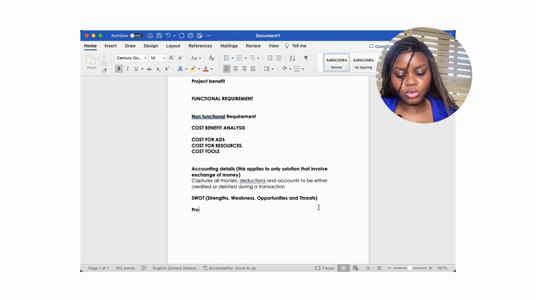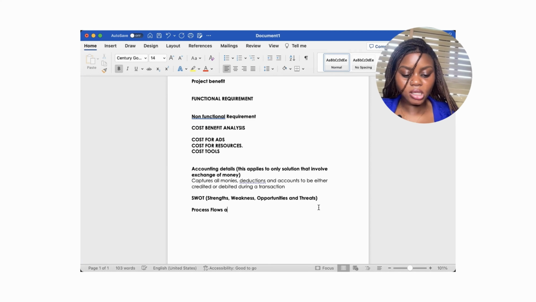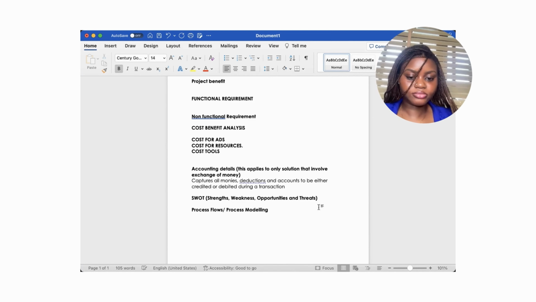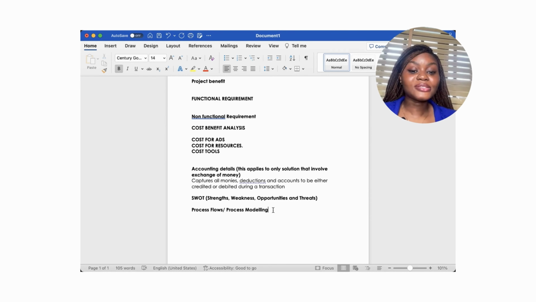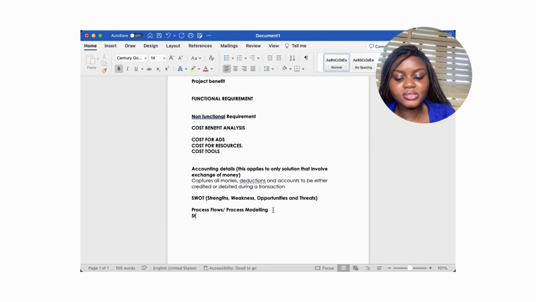There's something that we also call process flows, or process modeling. I'm going to have to do a separate video on how to write process flows or process modeling. But ideally, process flows means that from point A to point B of using this application, what are the steps?